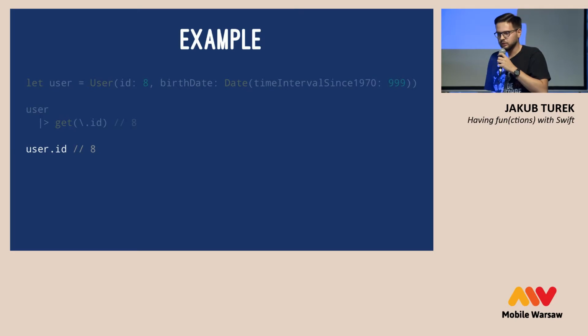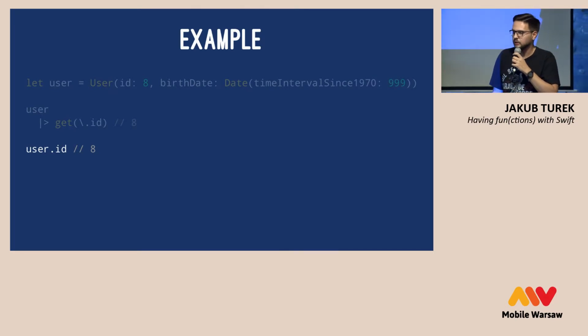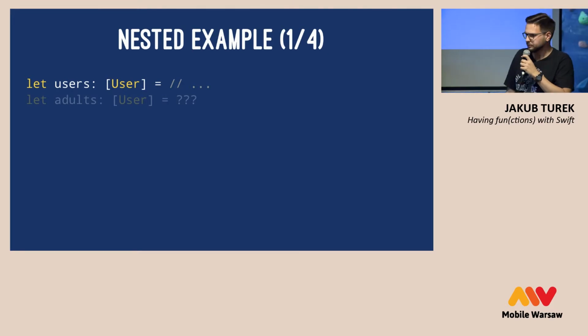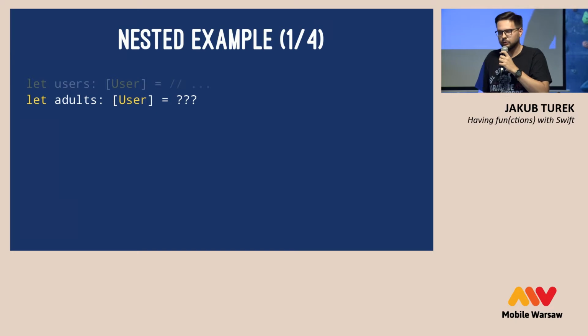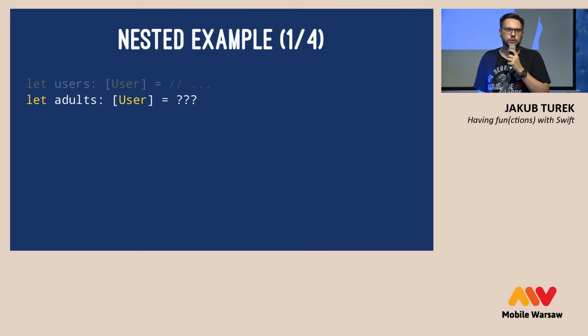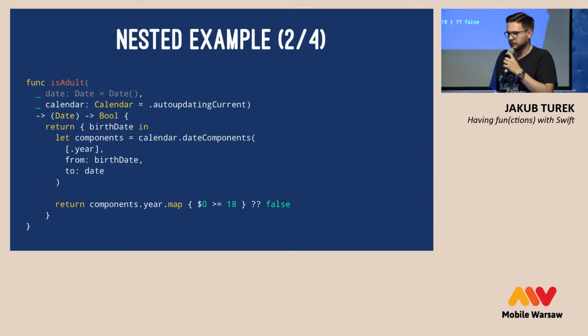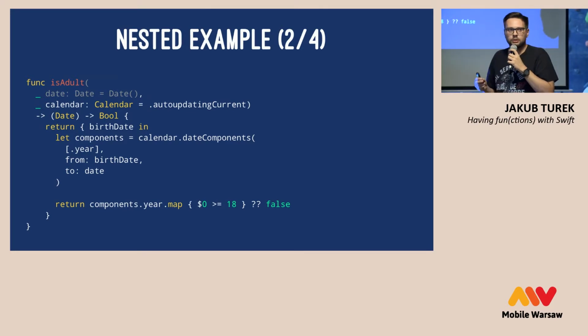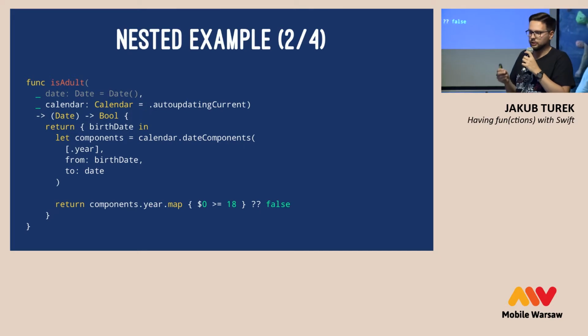So how can we use this functional getter? Let's take a slightly more convoluted example, and let's operate on an array of users. And let's say we now want to find all the users that are adults in our system. So let's try to build that from functional pieces. First of all, we need a function that can tell us whether the user is adult. But we will implement that in a very particular way.